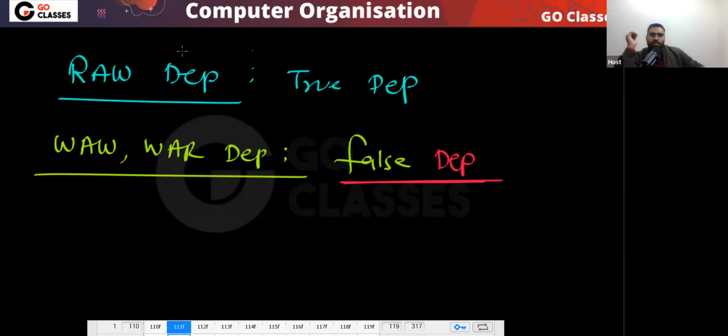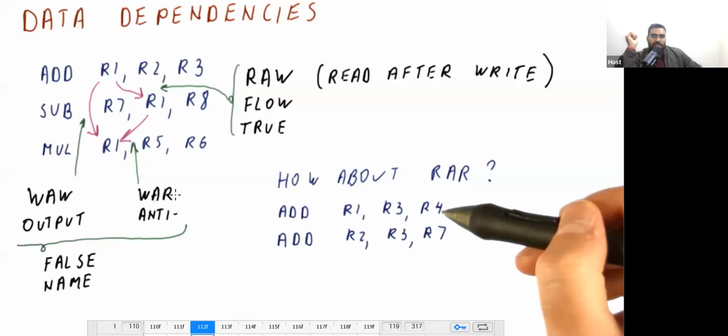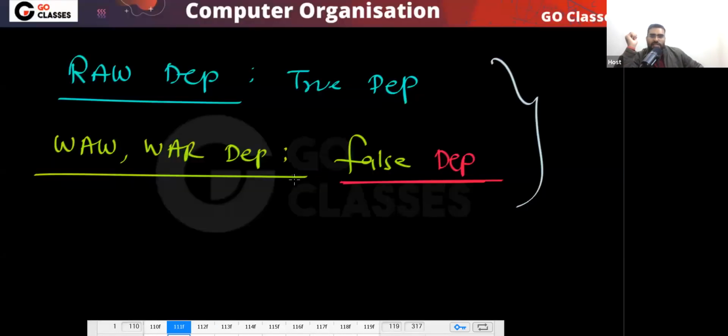So this is the point. This RAW dependency is called a true dependency, and WAR and WAW dependencies are called false dependencies, or you can say these are just name dependencies.